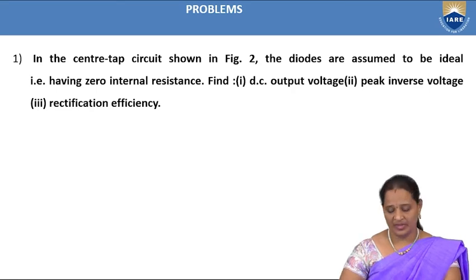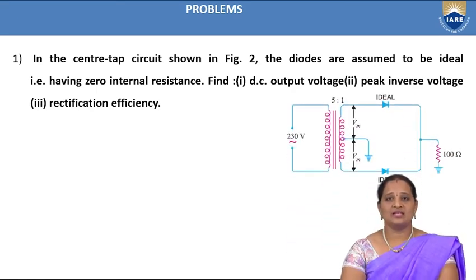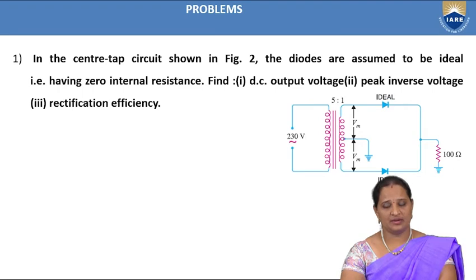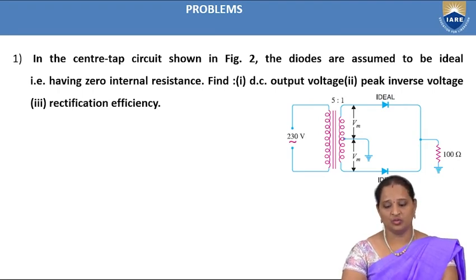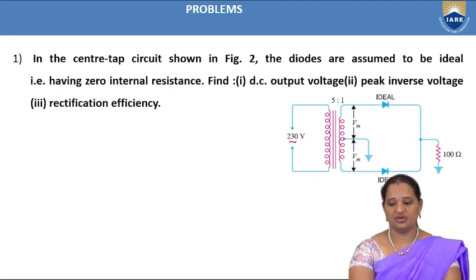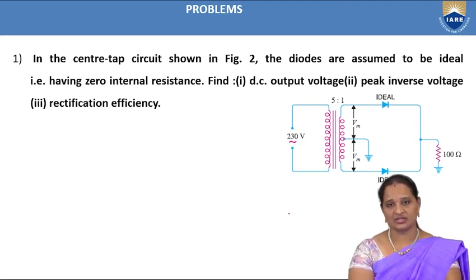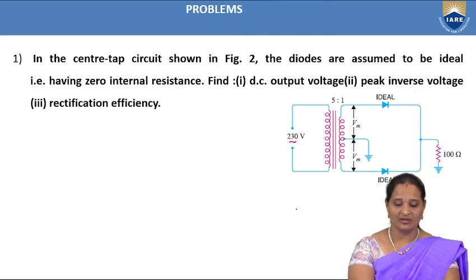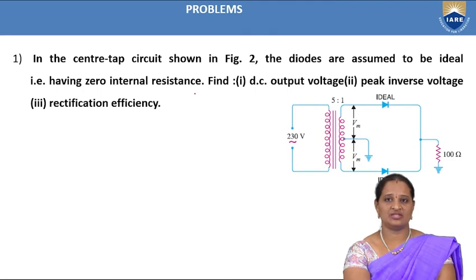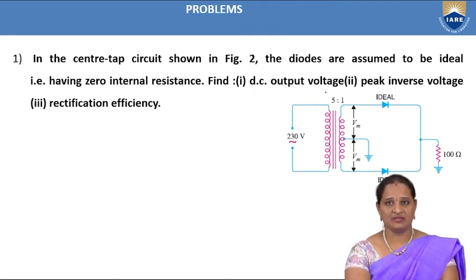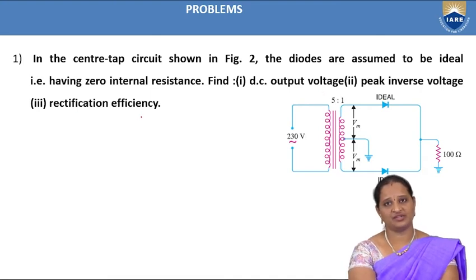So let us see the first problem here. In the center tap circuit shown in figure 2, the diodes are assumed to be ideal. Ideal means the diode forward resistance is considered to be 0. That means the forward resistance of the diode is considered to be 0 because we are saying that the diodes are considered to be ideal, having 0 internal resistance. Find DC output voltage, peak inverse voltage and rectification efficiency.